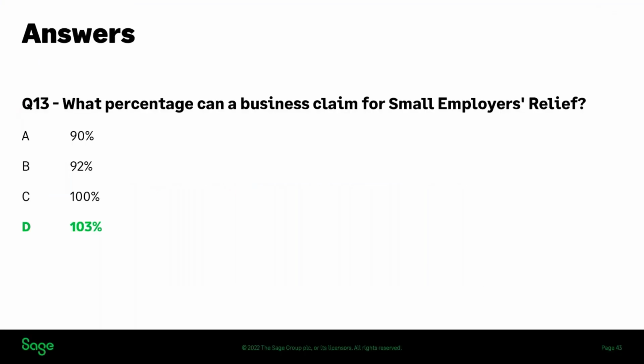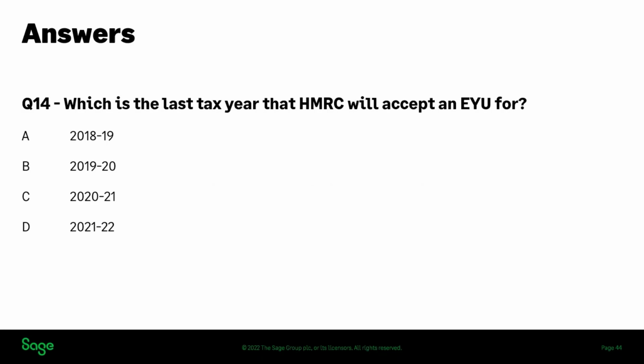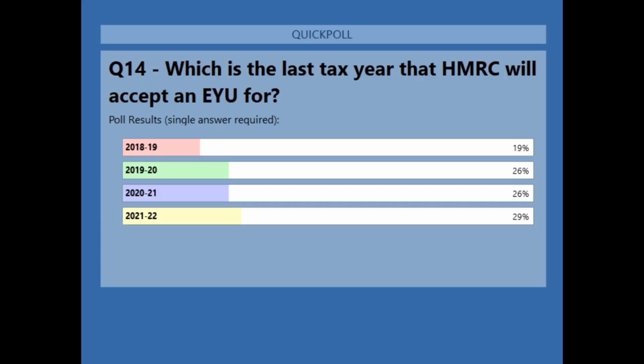Thank you again, Duncan. So we are on to the penultimate question as well, and we'll reveal the responses for this. So again, which was the last tax year that HMRC will accept EYU for? This potentially was the closest question across the board, with two answers being evenly matched, but there was a slight majority for 21-22, which is the most recent tax year. So it is now time again to hand back to Duncan to see who was right. Over to you, Duncan.